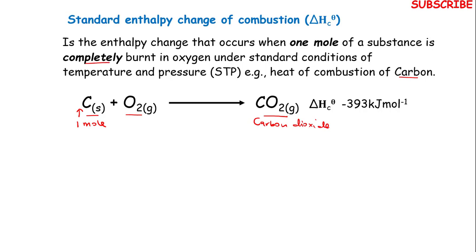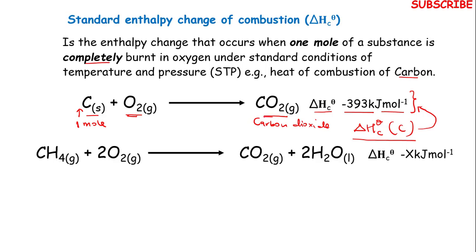So if such a reaction takes place and we realize that the amount of energy that is released is minus 393 kilojoules per mole, this becomes the enthalpy change of combustion of carbon. So basically the standard enthalpy change of combustion of our carbon becomes minus 393 kilojoules per mole because we have burnt 1 mole of carbon in excess oxygen, or completely burnt it in oxygen, to produce our carbon dioxide.